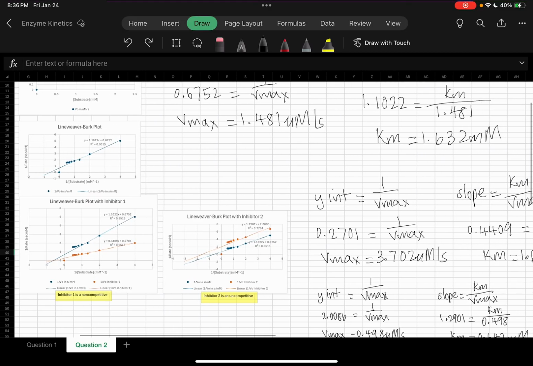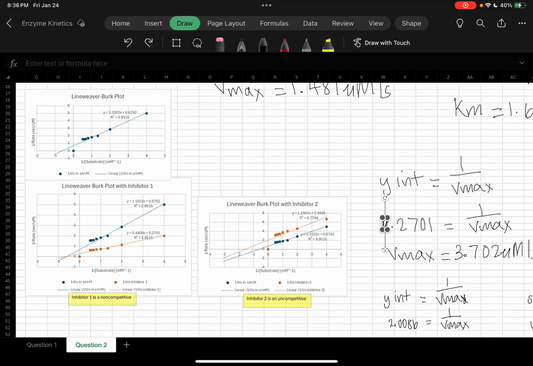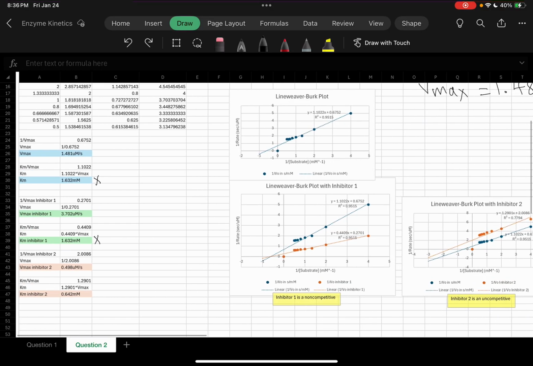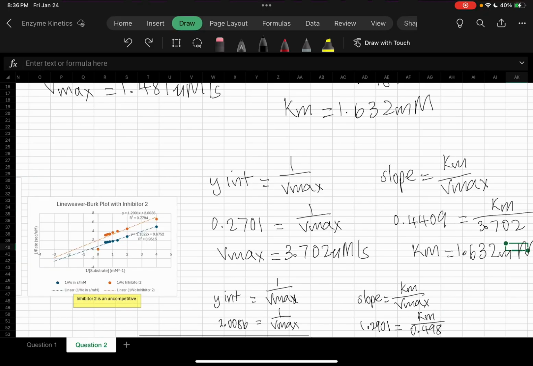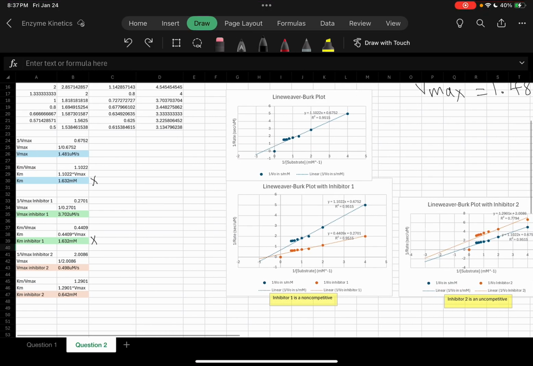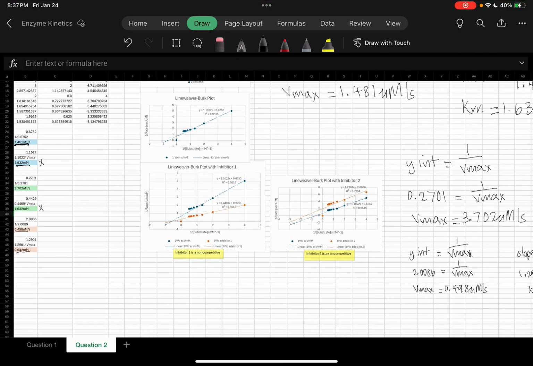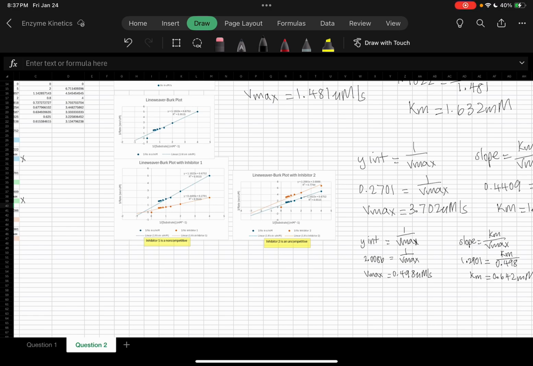For inhibitor 2, I determined that inhibitor 2 is an uncompetitive inhibitor because the values for Km and Vmax, they decreased. So the original value for Vmax is 1.481 here, and then the value for Km was 1.632, and with inhibitor 2, the value for Vmax decreased from 1.481 to 0.498. So did the value of Km. It went from 1.632 to 0.642, which also indicates that it is an uncompetitive inhibitor.